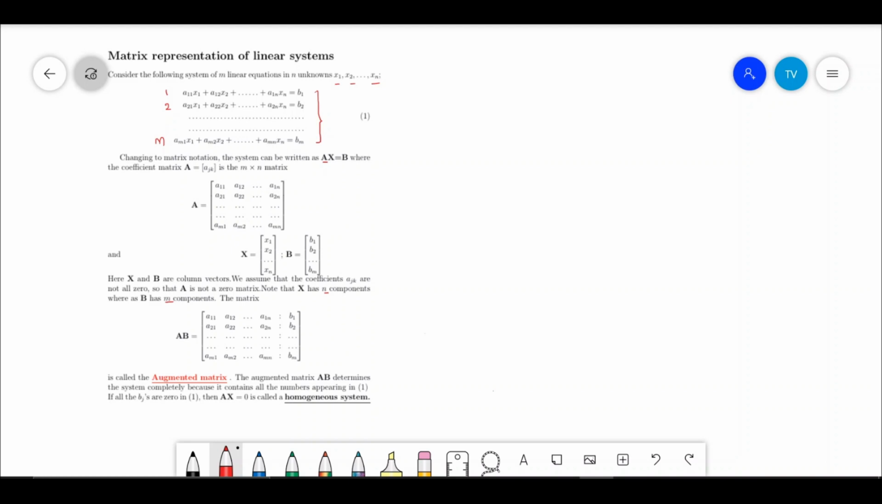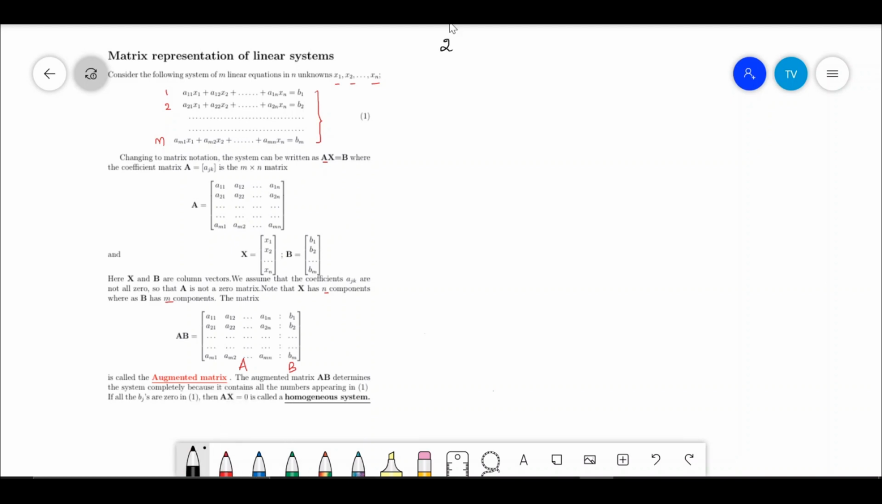The matrix AB obtained by attaching this B to A is called the augmented matrix. You can see that this is the coefficient matrix A, this is the right hand side matrix B, both attached together, and we have the augmented matrix AB. The augmented matrix AB determines the system completely because it contains all the numbers appearing in 1. If all the bj's are equal to 0 in 1, then AX equal to 0 is called a homogeneous system. Let me explain this with the help of a particular example.